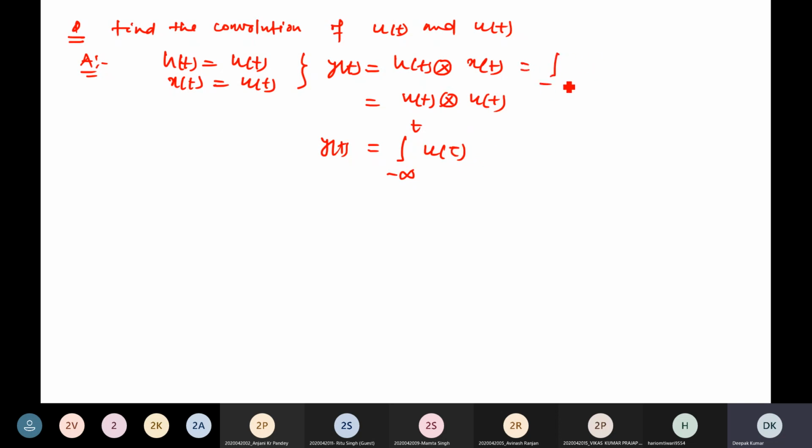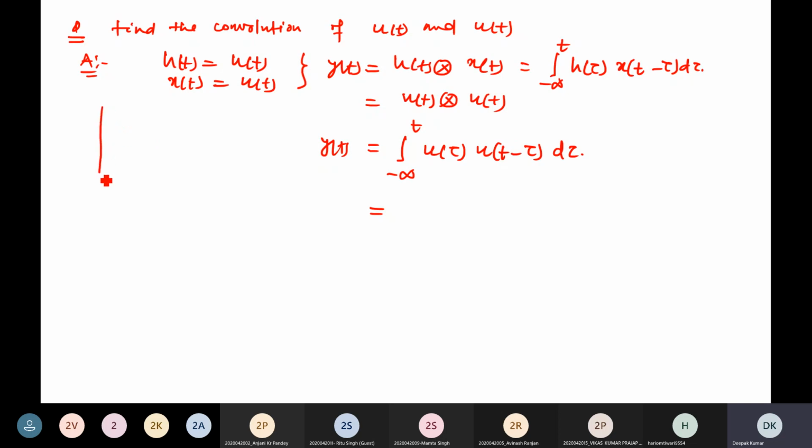What is the formula? It is integration from minus infinity to t, h of tau x of t minus tau d tau. Like that only, u of tau, u of t minus tau d tau. This can be written in this way. If you again try to simplify this expression, u of tau and u of t minus tau, you will see the magnitude is always 1, but it will change the limit of integration. And what will be the change?